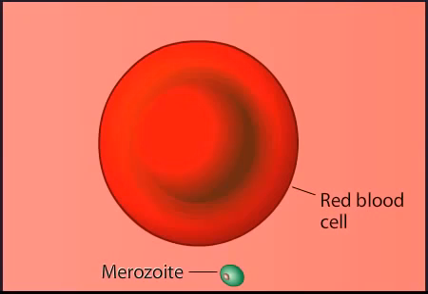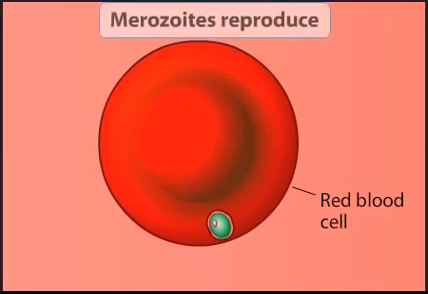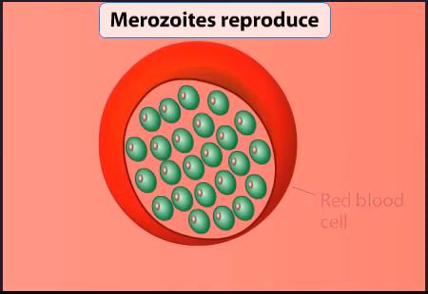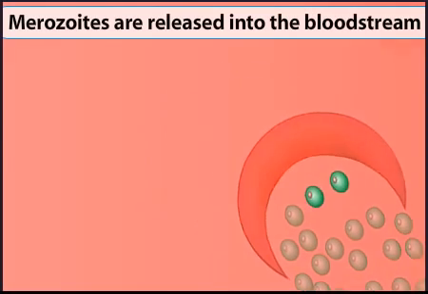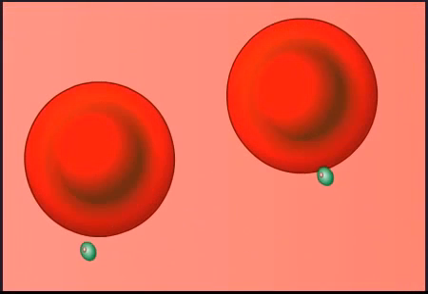In the bloodstream, the merozoites infect red blood cells, where they again reproduce and burst out of the infected cells. The resulting merozoites can infect other red blood cells, yielding a cycle of infection and eruption. Malaria is characterized by repeated bouts of fever, each of which correlates with the synchronous release of merozoites from a population of red blood cells.